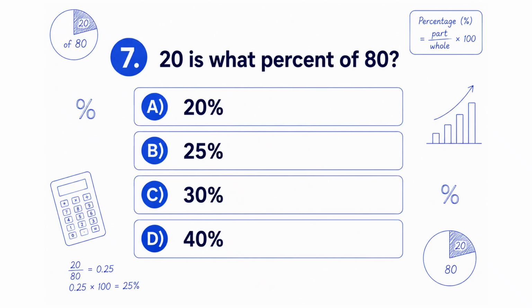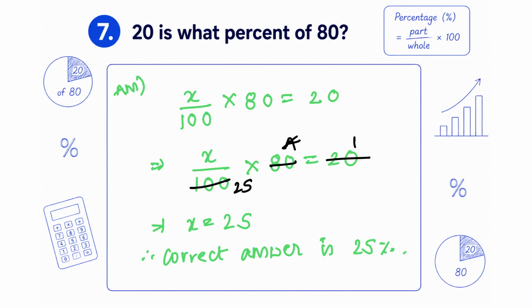Seventh question is 20 is what percent of 80? Here we know that x by 100 of 80 is equal to 20. Therefore, x value is 25. So, the correct answer is 25%.